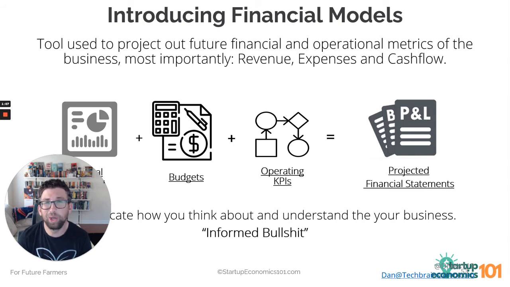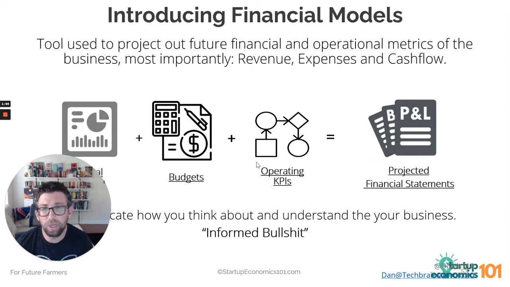And so what a good financial model does is it takes your actual results, it adds in your budget, it understands your KPIs of how we're going to operate. We'll talk about that in a minute. And it allows us to start to project out what we can expect financial statements to be. It's kind of informed bullshit, but at the same time, understanding this is critical for long-term success. And what we're going to do now is introduce a really, really simple way that we could start to understand how to do this.